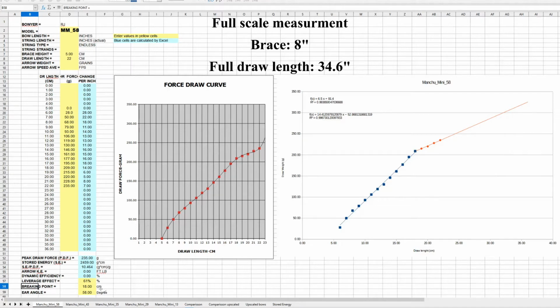And we also have leverage effect, which is the incline after the engagement of the ears divided by the incline before. So how much effect they have. And for this bow, it's 61%. And for all of them, they're between 61 and 65. This is the only number that won't change between the bows. It's the same. I'm gonna go through the bows really quickly. You can pause them if you wanna look at the raw data, but we're gonna move on to the comparison.